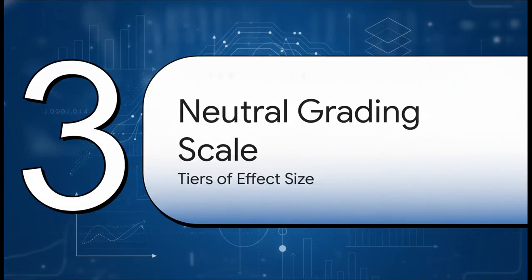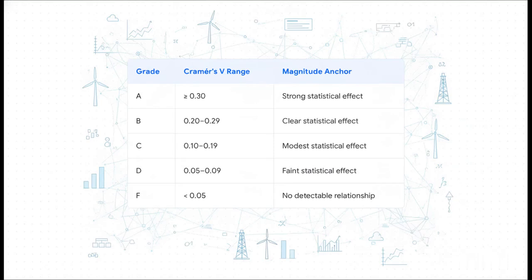Which brings us to part 3. The neutral grading scale and its tiers of effect size. Okay, let's break down these A through F tiers. Now, this is absolutely crucial. These are strictly neutral quantitative effect size brackets. They are anchored directly to published meta-analytic benchmarks. So a Cramer's V of 0.30 or higher drops into the A tier, which denotes a strong statistical effect. A value below 0.05 results in an F.